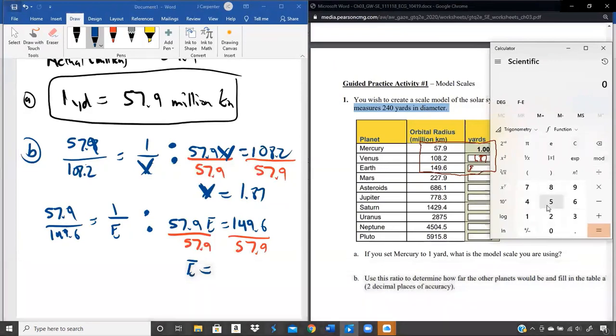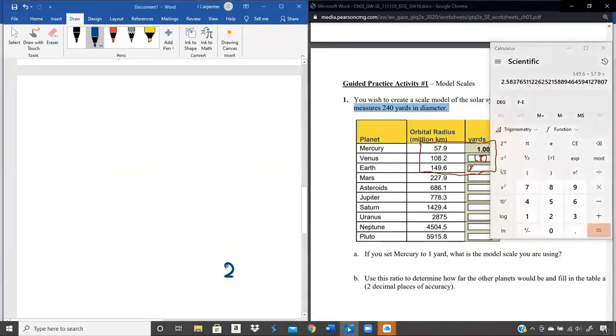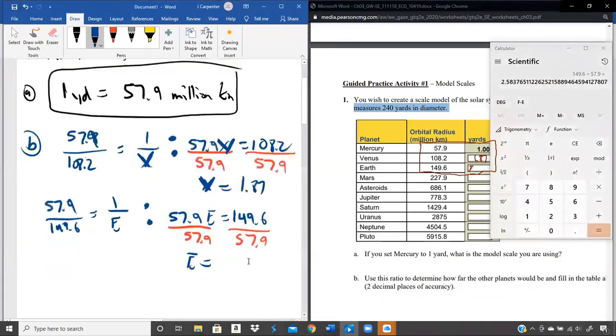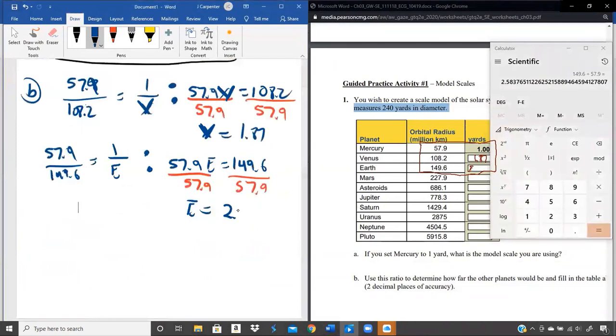So let's try that one more time. Let's be careful, 149.6. And this is why we do things twice when we're on our own, 0.9. Now 2.58, that answer makes much more sense. What the heck? That didn't make sense. 2.58. I'm actually learning why that happens. So 2.58 yards is how far away Earth would be.